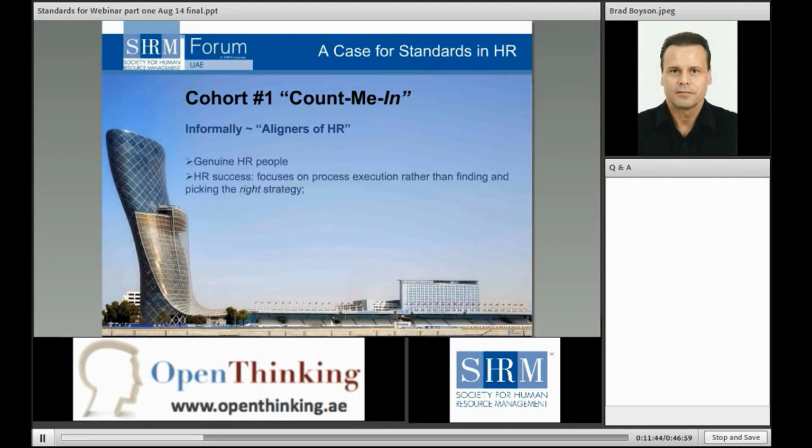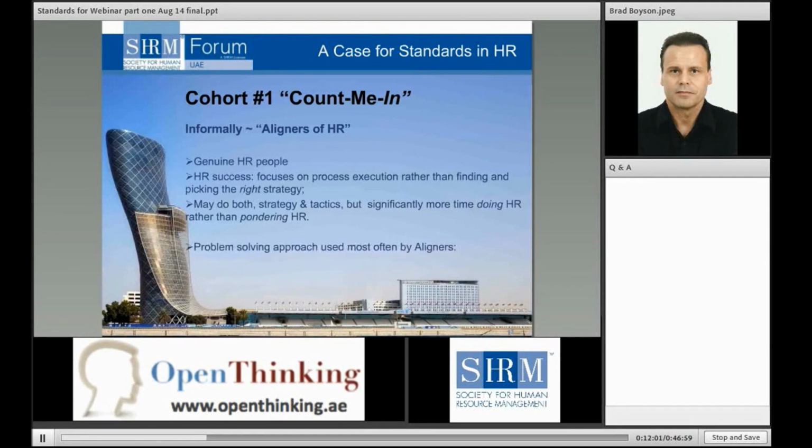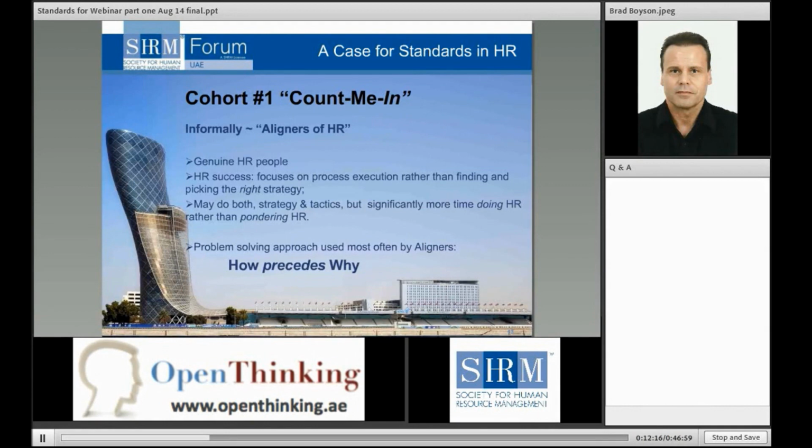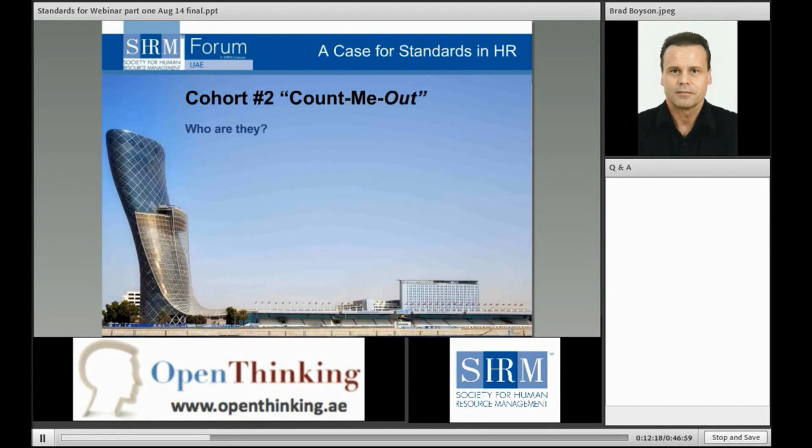These are true and genuine HR people. Their HR success is focusing on process execution rather than finding and picking the right strategy. They may very well do both. In fact, there's a good chance at some point in their career they do both. But the majority of their time is doing HR rather than thinking or pondering about HR. The problem solving approach that they tend to use in the workplace, this is the aligners most often, is how precedes why. Again, that's a procedural approach instead of questioning the longer term or strategic objective.